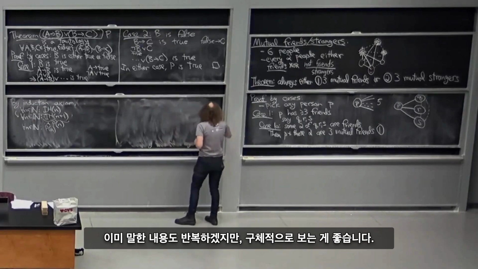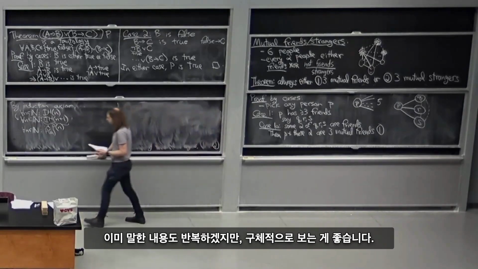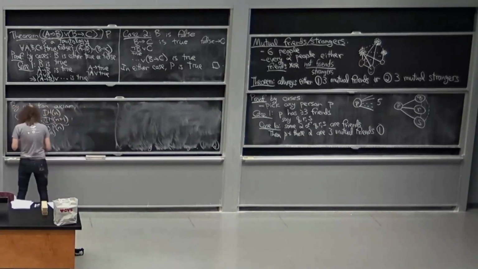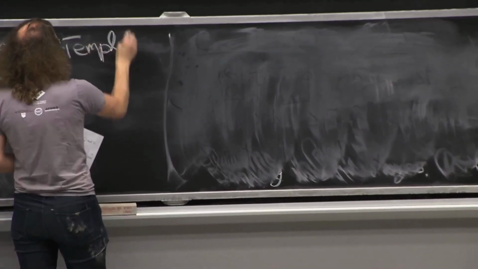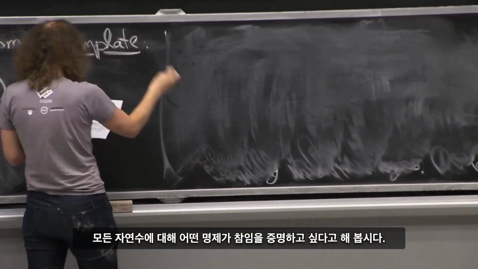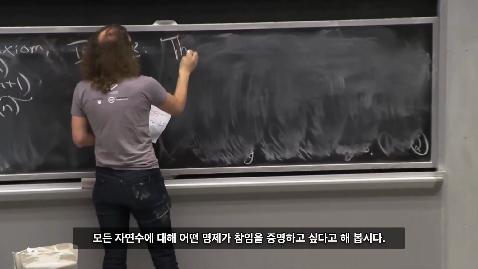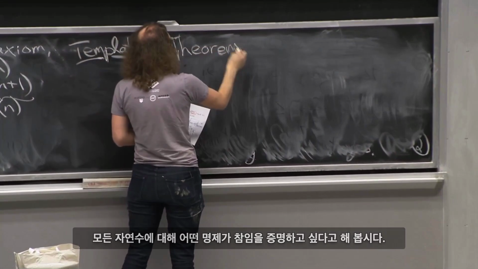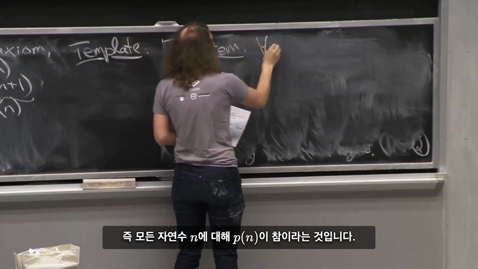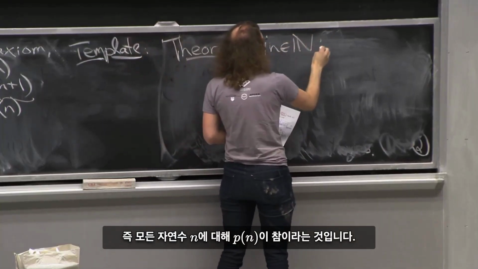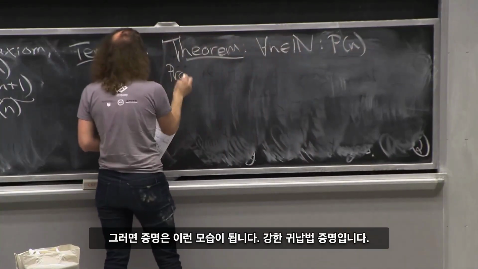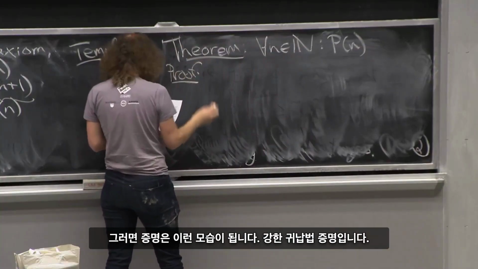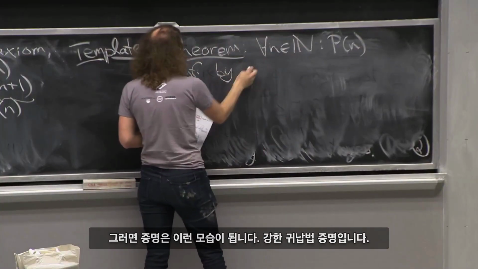We'll repeat some of the things that I've said, but I think it's good to have it concrete. So here is a template. Suppose you want to prove something is true for all natural numbers. So for all natural numbers n, P of n is true. Then here's what the proof will look like. By proof by strong induction.